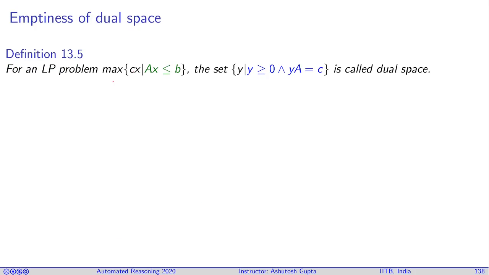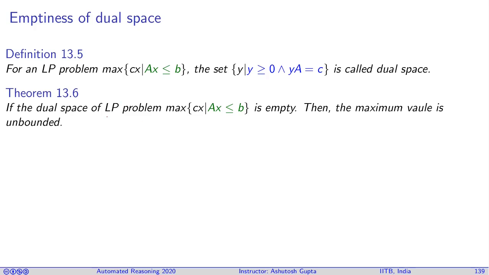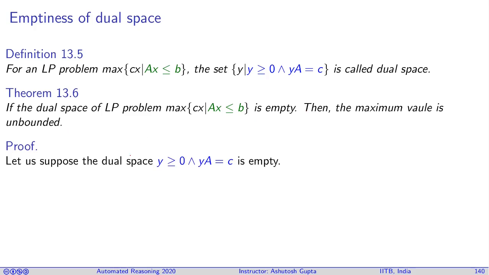Now let's look at one more definition, which is called dual space. In the max problem, this constraint set is called primal space, and this optimization problem is called dual space. If the dual space of the LP problem is empty, meaning this set is empty, then the maximum value is unbounded. So let us suppose the dual space is empty. This space is empty. So what do you do?